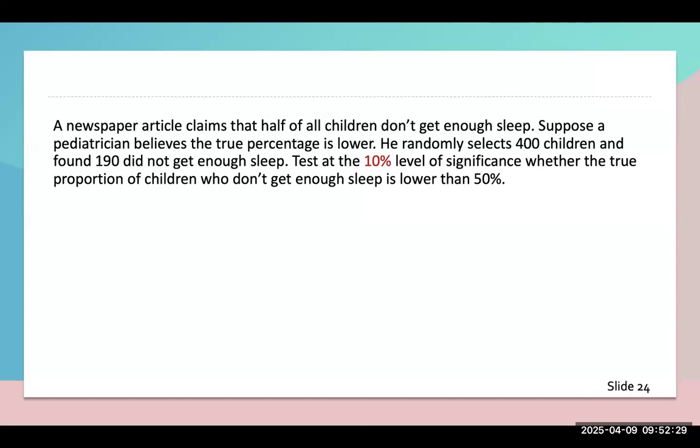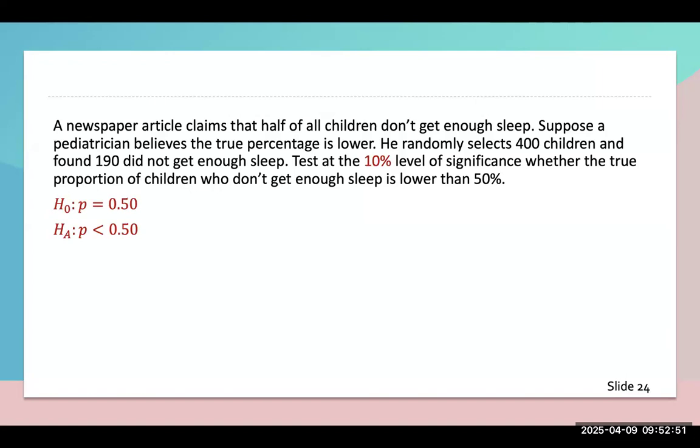Pause the video and see if you can come up with the null hypothesis and the alternative hypothesis. So the null hypothesis is p is equal to 0.5, half of all children. And the alternative hypothesis is that the pediatrician believes the true percentage is lower. P is less than 0.5.